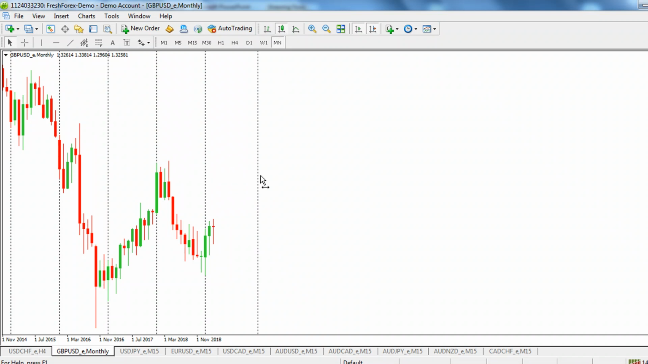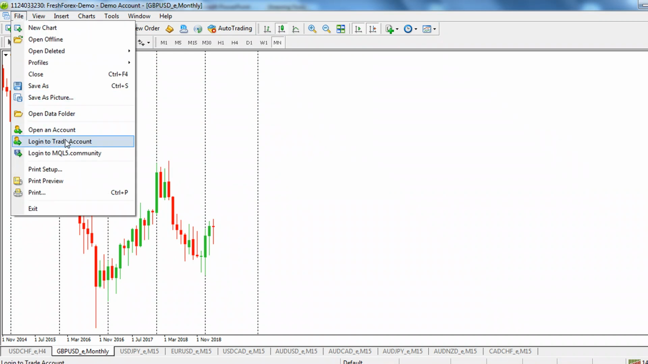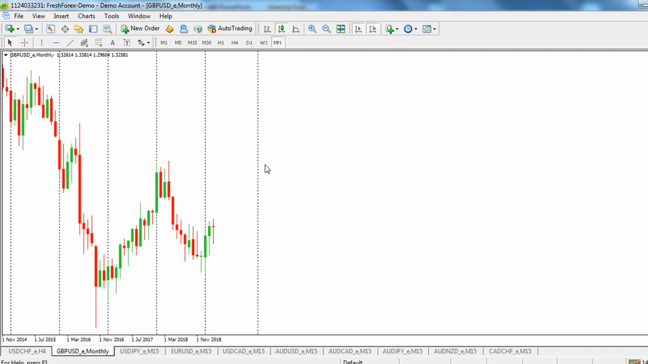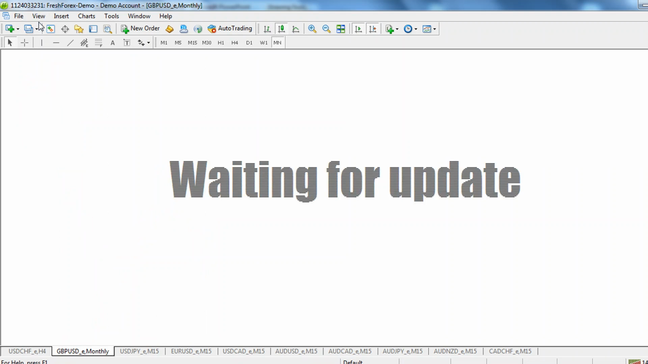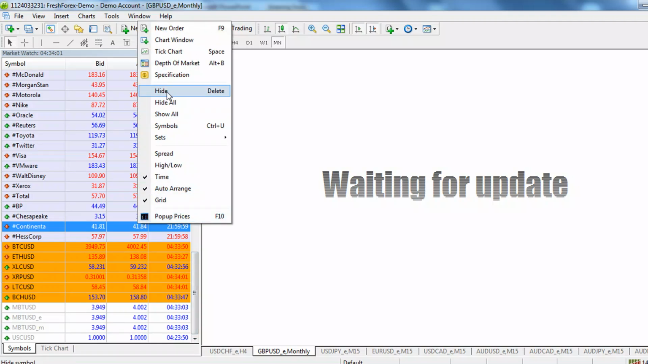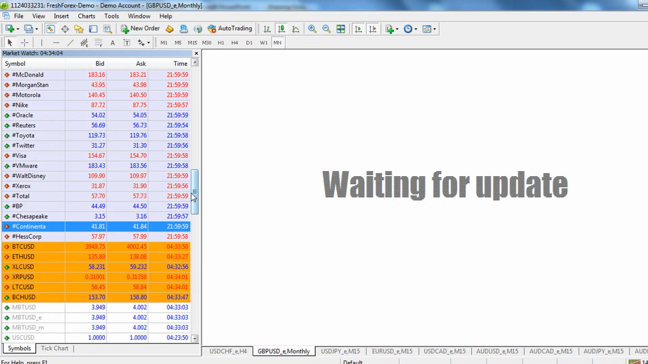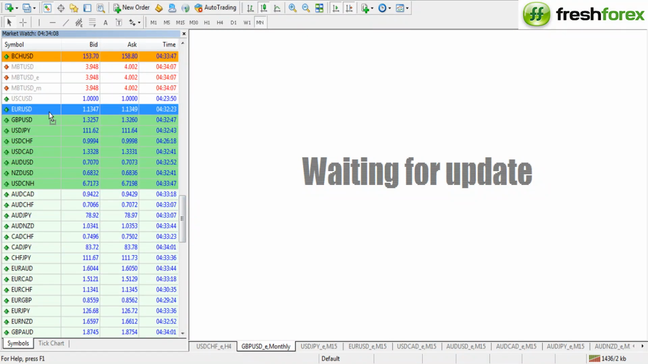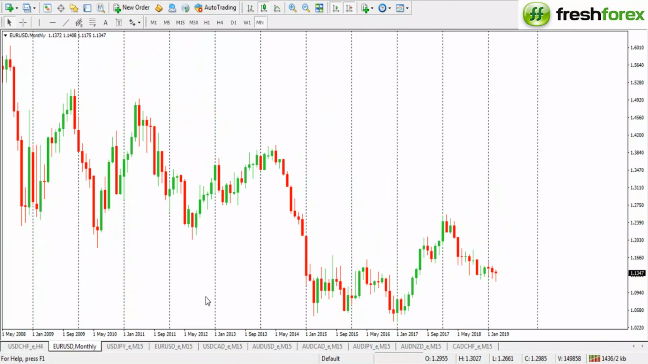You want to trade this correctly. Let me log into a different account here. I have a lot of demos on this one. Good, so logged in, show all. We have our chart there.